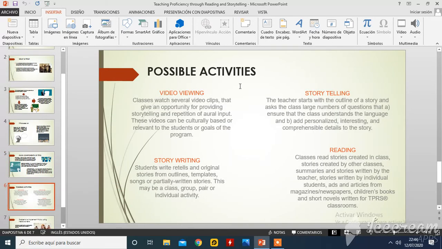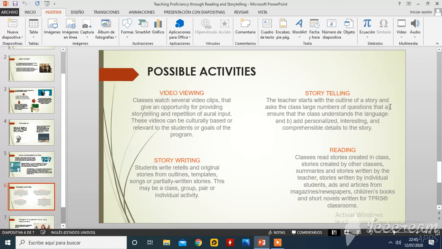With this method, there are possible activities to implement in a classroom. The first one could be video viewing. In this case, classes watch several video clips that give an opportunity for providing storytelling repetition. Students can also develop their listening skills, which is very important.